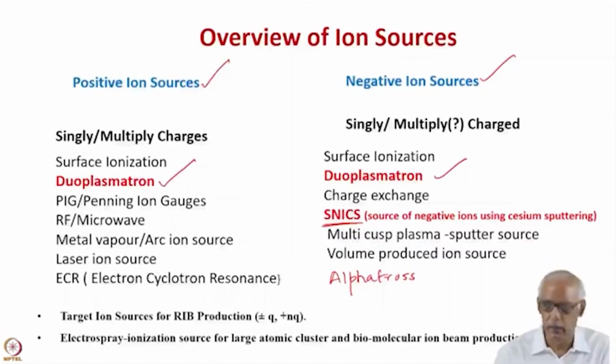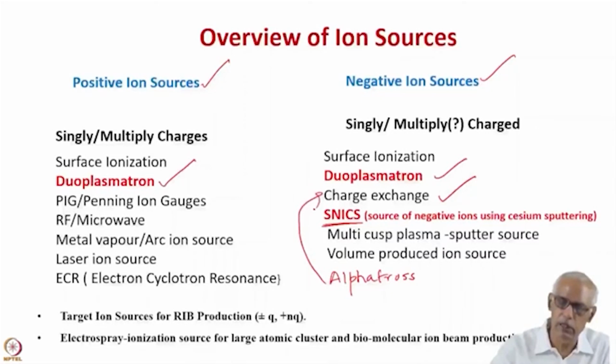There are many other kinds of things. There are the target ion sources for radioactive ion beam production and things like that. So different techniques have been developed, and a lot of R&D has been done to develop these kinds of ion sources. For example, charge exchange also is another. In fact, this alphatross ion source also is nothing but this charge exchange type.